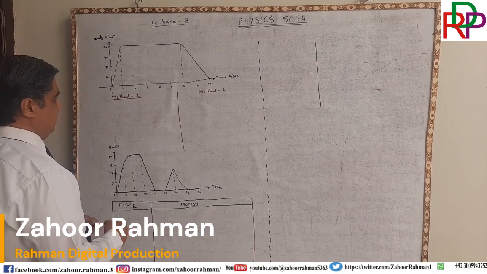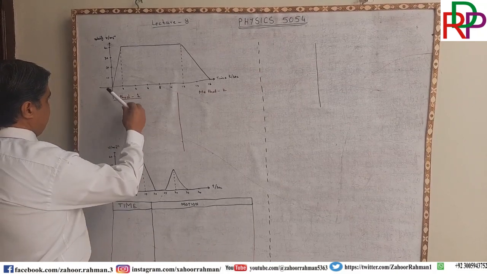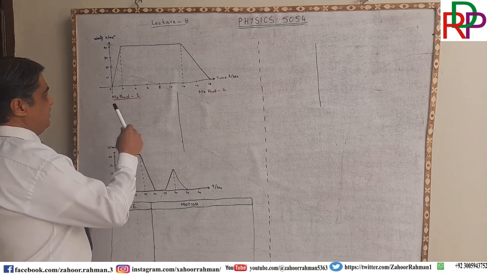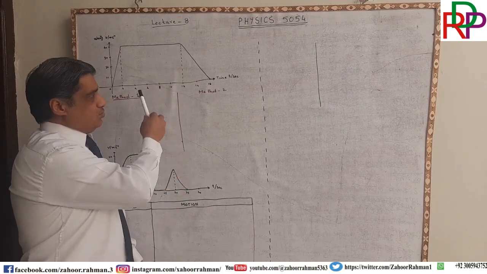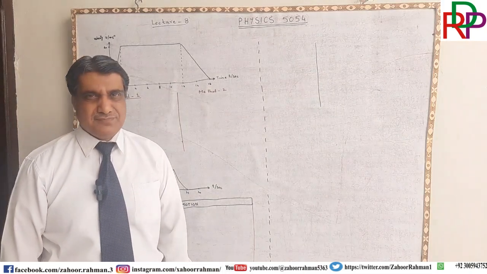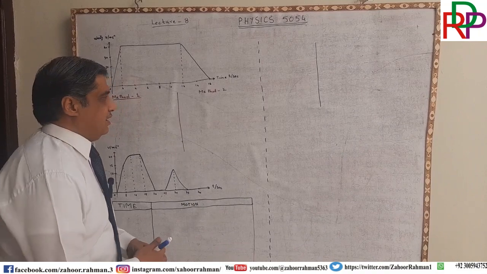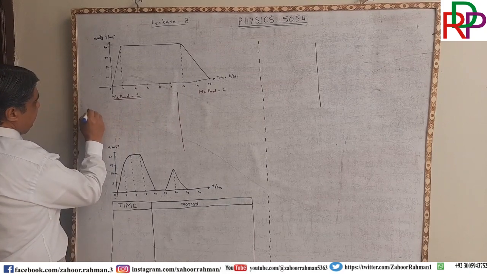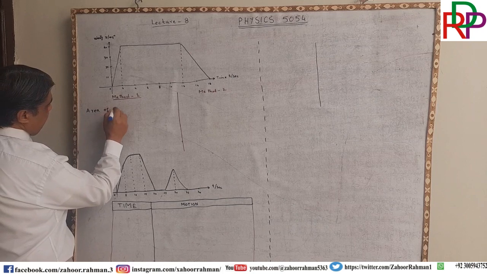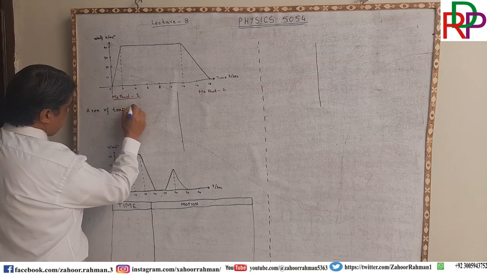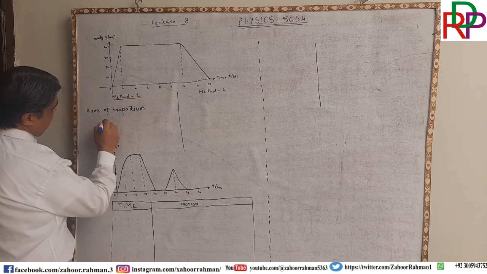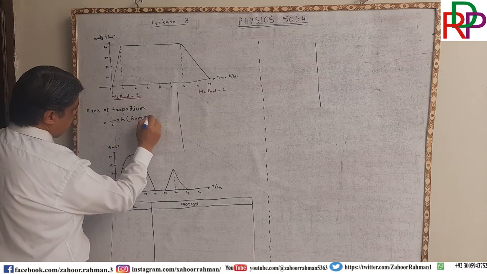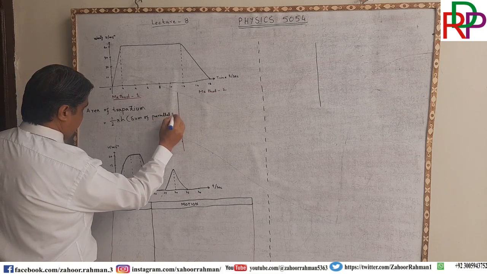If you look at the figure, it is a trapezium. What is a trapezium? There are two parallel sides, this one and this one, and there are two non-parallel sides. So the formula for the area of a trapezium is equal to 1 over 2 into height into the sum of parallel sides.